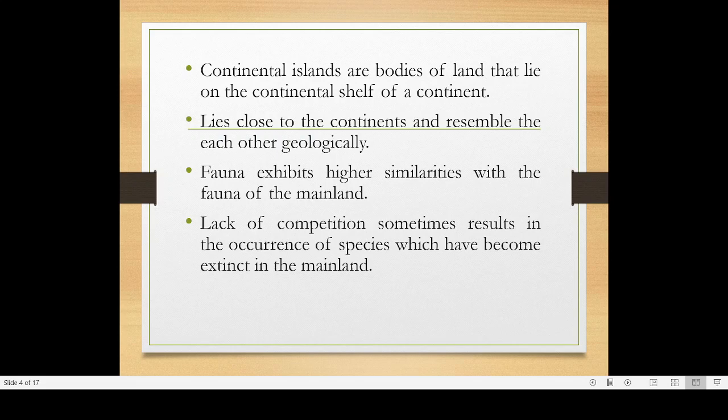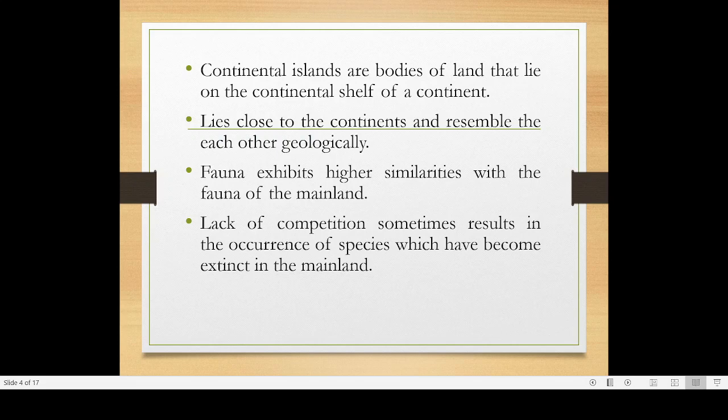Now take the case of Australia. Many of the flightless animals living in Australia were able to exist there safely because of the lack of predators or lack of competition. So this is how it works. Now you go to the Galapagos Islands.